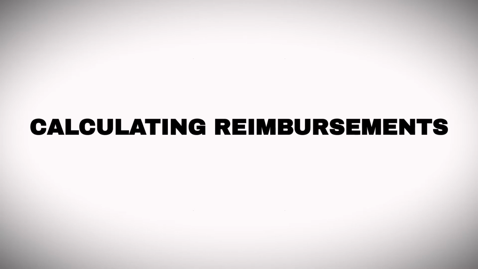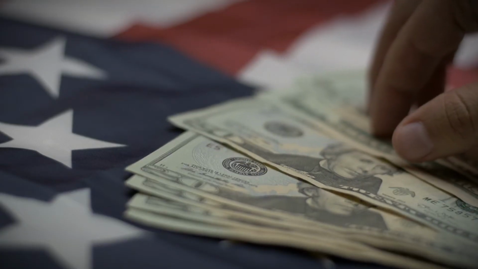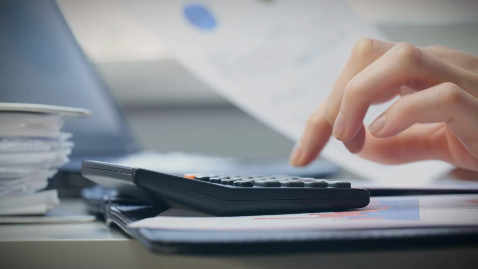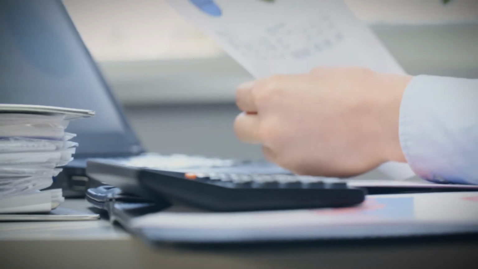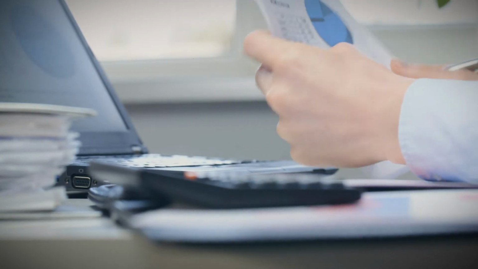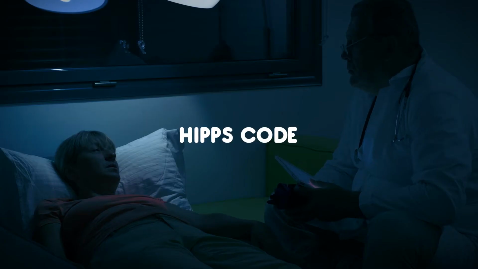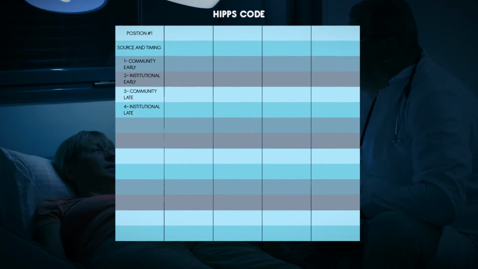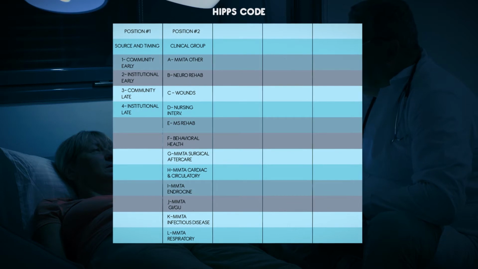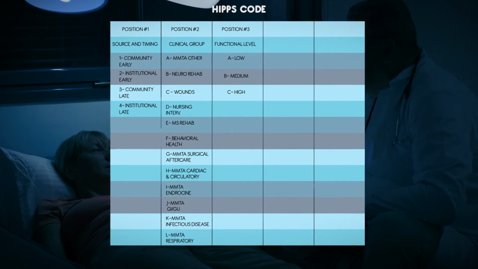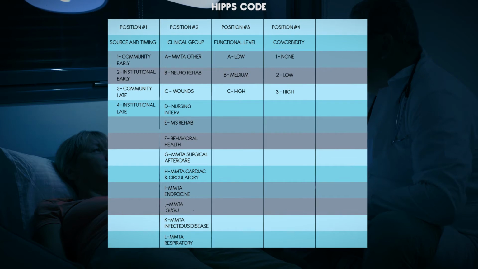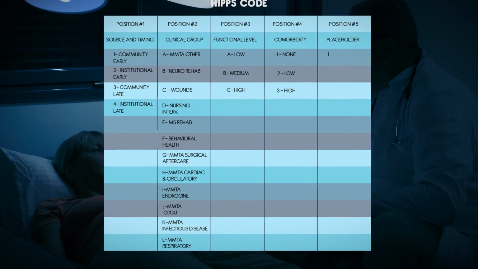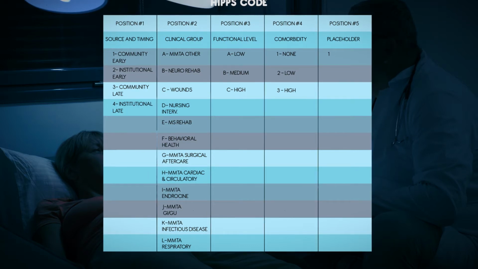Calculating reimbursements. Reimbursements under PDGM heavily rely on the Health Insurance Prospective Payment System, or HIPS code. This 5-character code is used to describe the patient's condition at the start of care. The HIPS code is comprised of the following. The first position is the episode timing and admission source. The second position is the clinical groupings. The third position is the functional level. The fourth position is the comorbidity adjustment. And the last position is a default placeholder, which is the number 1.